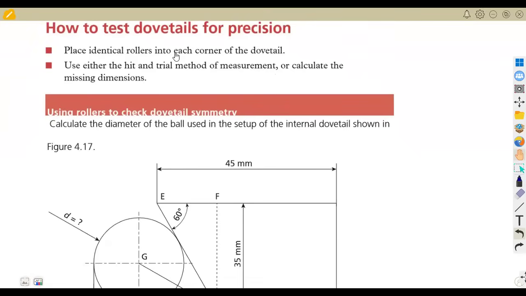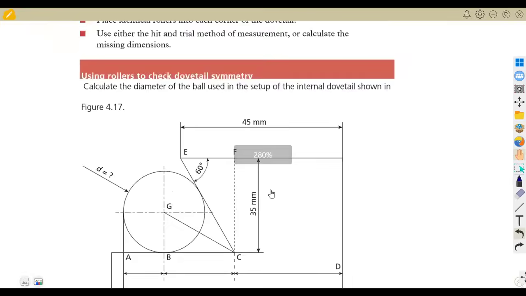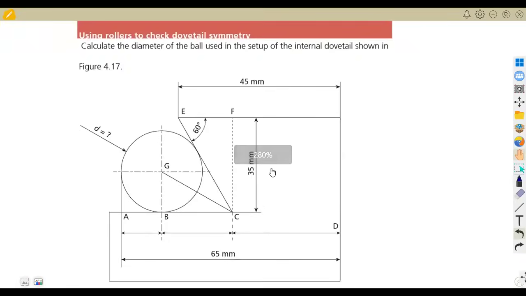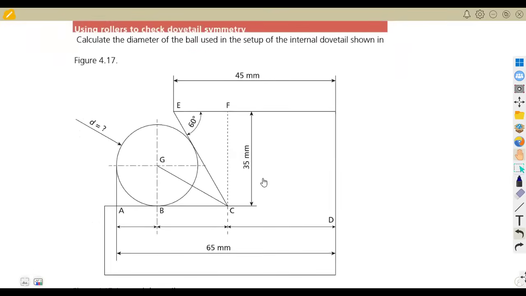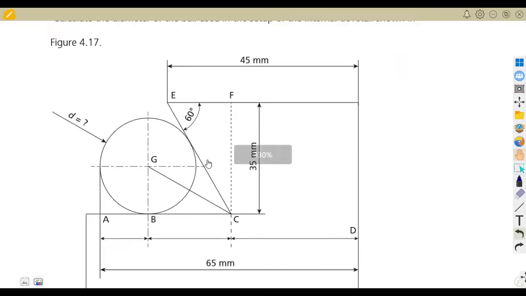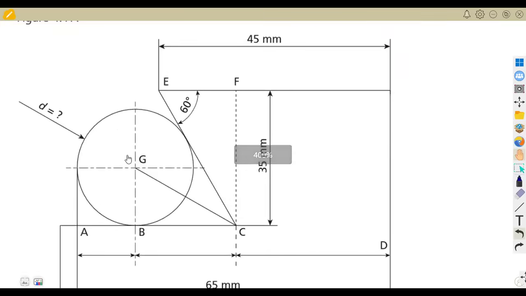Use either the hit or trial method for measurement, or calculate missing dimensions. So for us, we just have to calculate the missing dimensions. We do not have all these methods that can happen in real life, but it can happen in the industry. But for us, we have to do mathematical calculations, finding the unknown until you get there. So you will see, like I said, that this is just your mathematical approach, your mathematical understanding, studying of the diagram and understanding what you're given there.